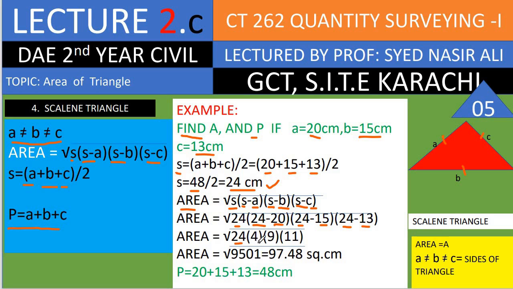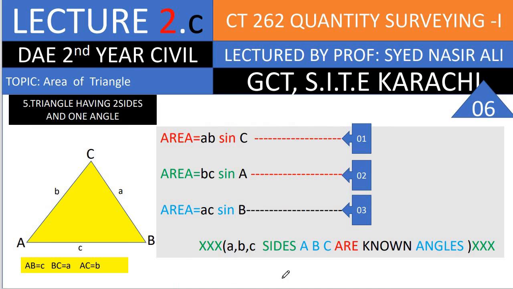24 minus 20 is 4. 24 minus 15 is 9. 24 minus 13 is 11. Just multiply them and take the square root of this value. 97.48 is the area in square centimeter. P is equal to, just add up, 20 plus 15 plus 13, the sides of the triangle, and we are getting 48 centimeter.